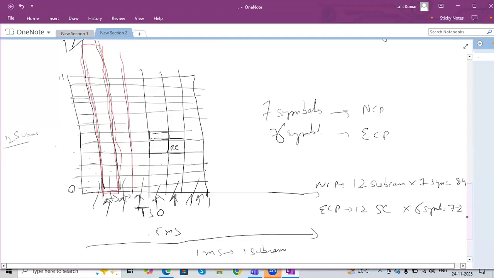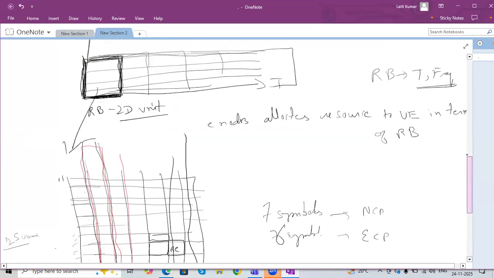Okay, so the point to note is that first of all, you have to remember 12 subcarriers are there in one resource block, and these symbols are 1, 2, 3, 4, 5, 6, 7 symbols. But a symbol doesn't mean one block. One block is a resource element only. A symbol is this entire vertical thing. Just remember this, as it is very confusing for some people. This is one resource block.